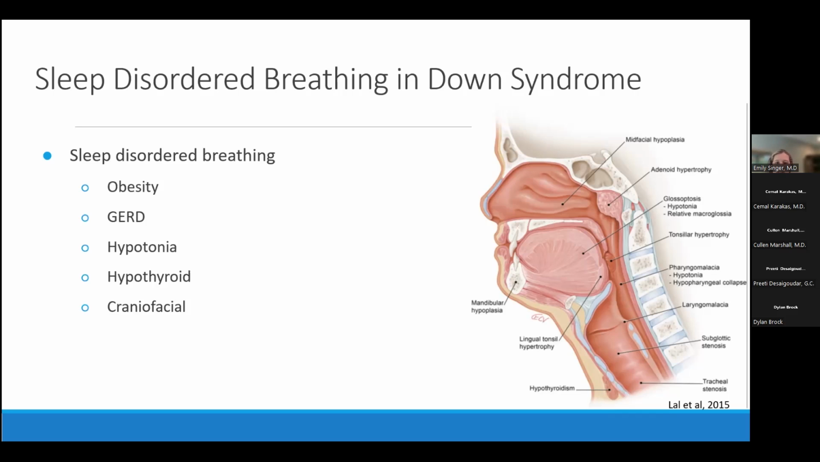And I really like this slide on the right side because it goes through all the differences for kids with Down syndrome and where obstructions or problems are going to be. You can see midface and mandibular hypoplasia here. They might have more prominent lingual tonsillar hypertrophy instead of your more typical adenoid and tonsillar hypertrophy. So there are a lot of differences and things that contribute to sleep disordered breathing in these kids.